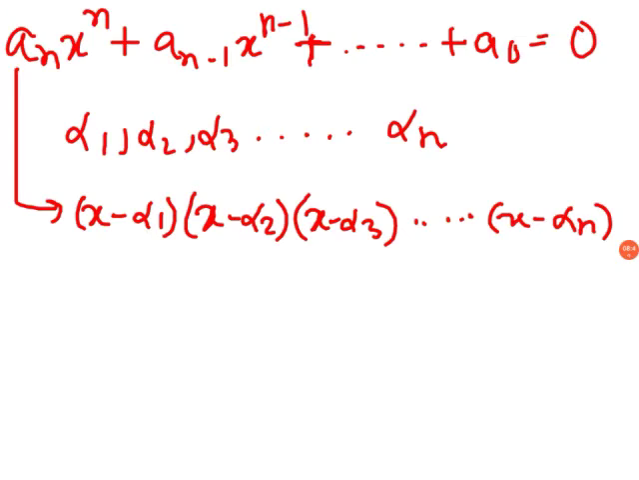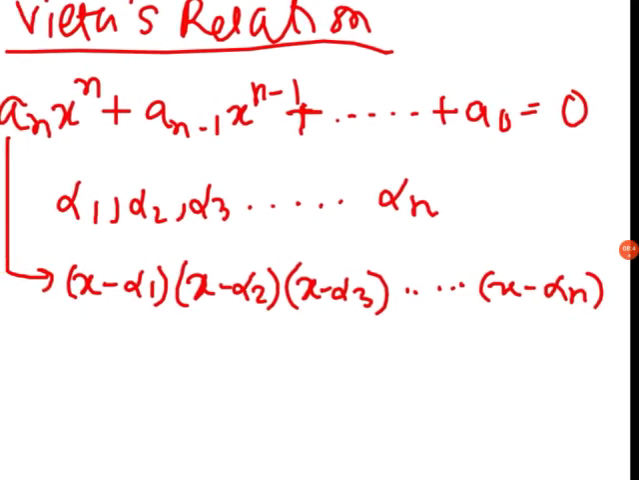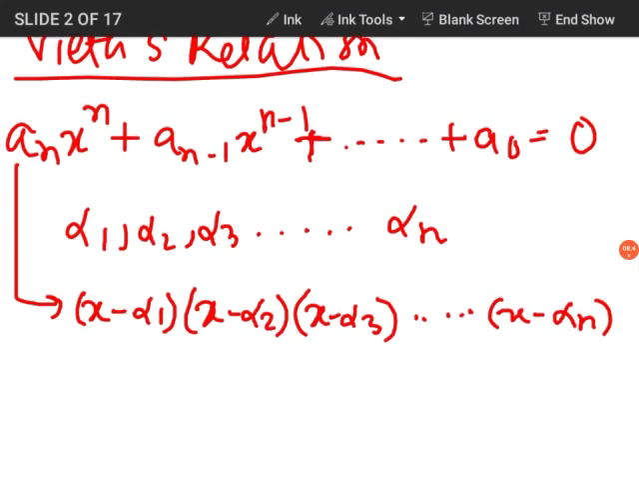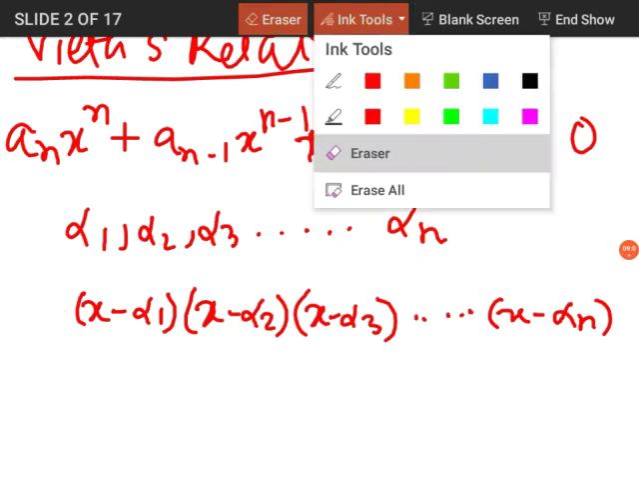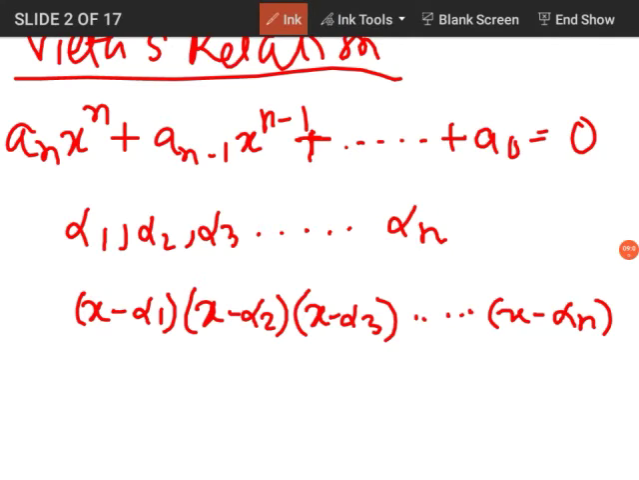Now very important, listen to it very carefully. The next step is very crucial. Now we equated this general equation to its factors, right? Now see, if I write only this much, is it correct? No, it is not correct. Why? Because we are missing the leading coefficient.